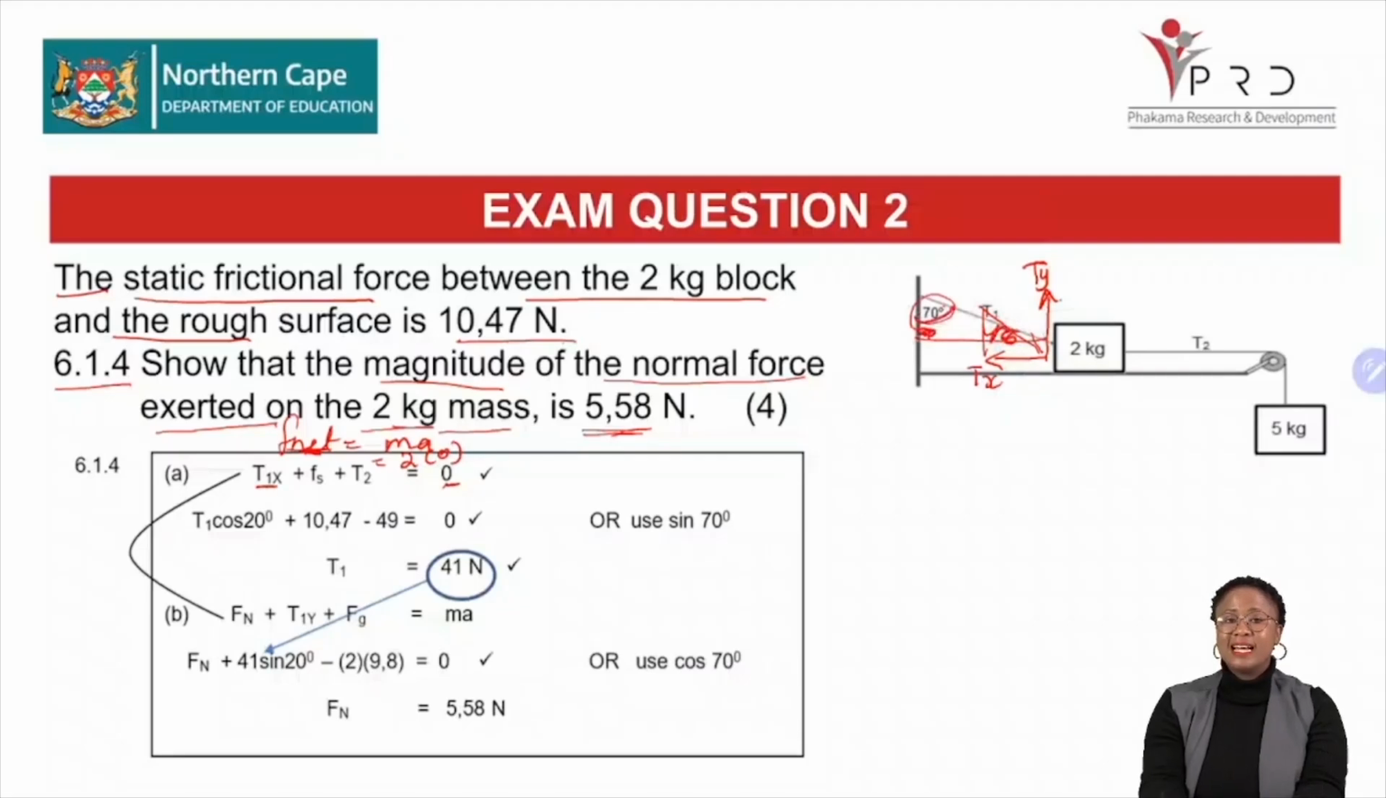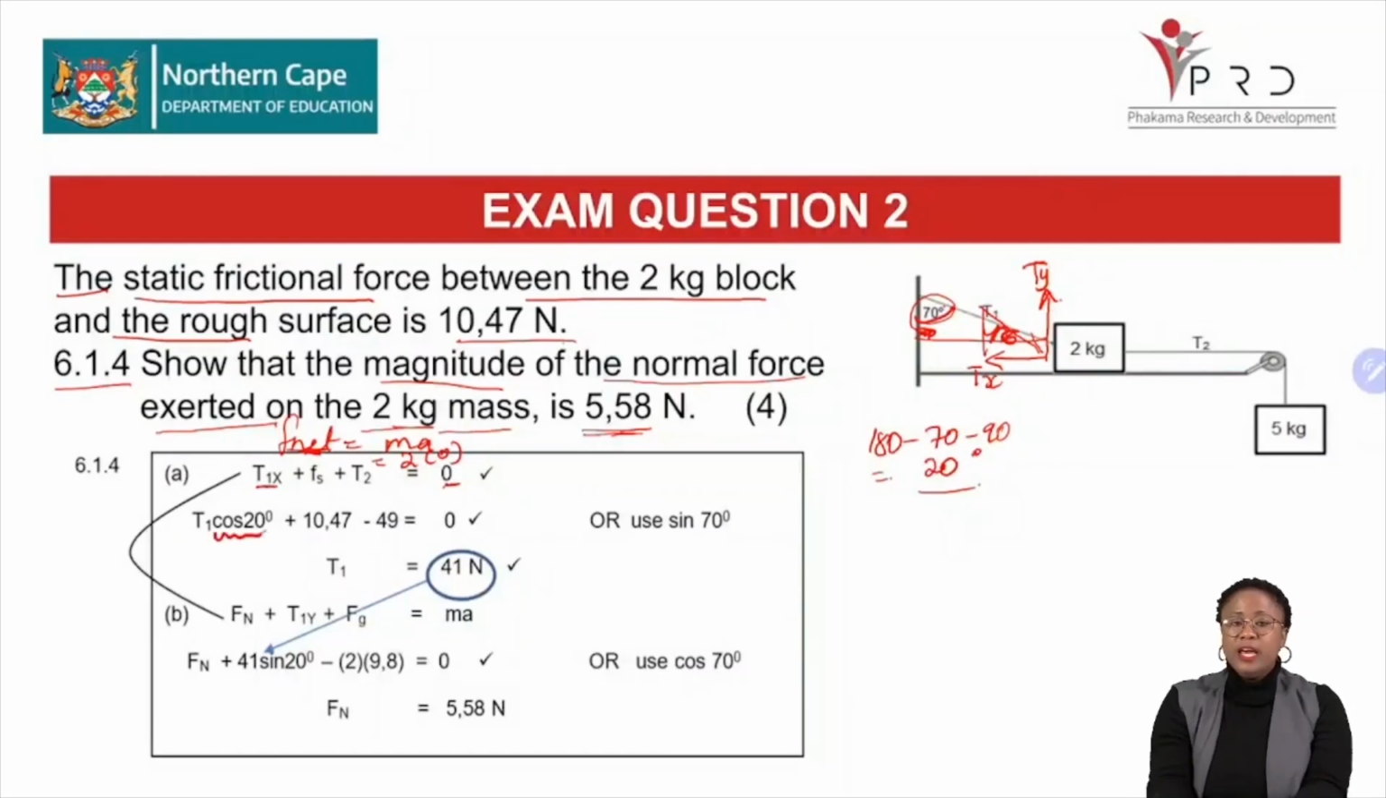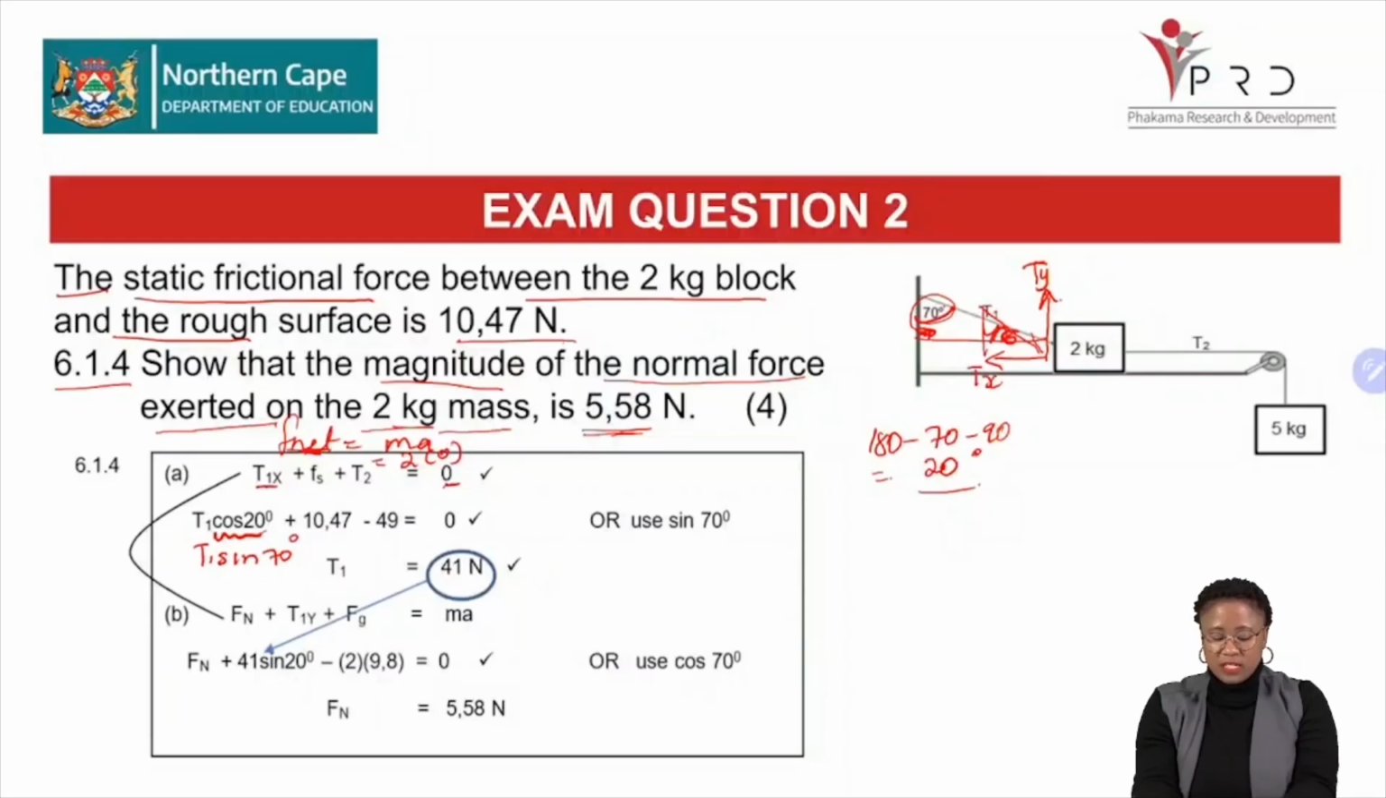We know that in a triangle, the total of the angles is equal to 180 degrees. So how will you get that one? Remember, we will say 180 minus 70 and minus the 90 degrees. We must have gotten the 20 degrees. All right, the 20 degrees is the angle from the horizontal. That is what we put there as our cos 20 degrees. You would have used cos 20 degrees, or you could have used T1 sine of 70 degrees. So cos 20 degrees and sine 70 degrees is the same.